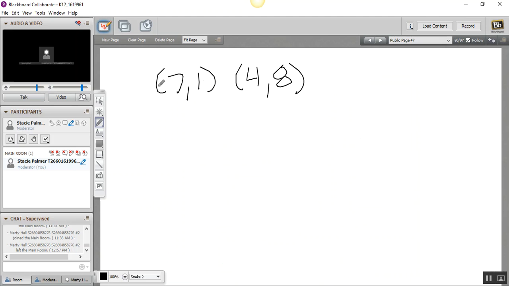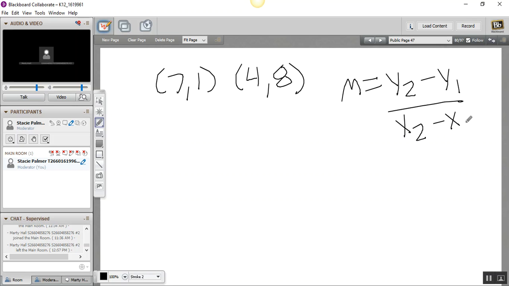So if we're going to find the slope of the line between these 2 points using the slope formula, okay, here's the slope formula. We first identify our x of our first point, our y of our first point, the x of our second point, the y of our second point, okay? Once we have labeled our points, now we just plug into this formula exactly like it is.